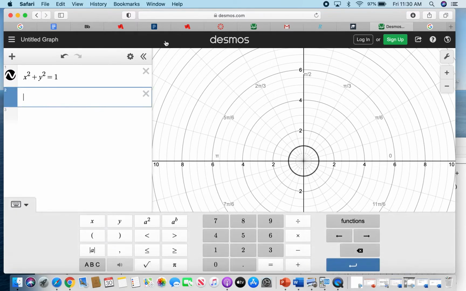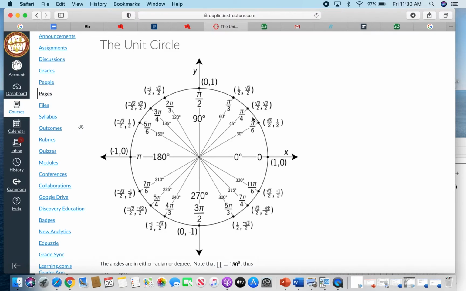Now notice that in our unit circle, the value of cosine pi over 6 is the square root of 3 over 2, and the value of sine pi over 6 is equivalent to 1/2. Now remember that pi over 6 is the same as 30 degrees because pi is 180 degrees and 180 divided by 6 is equivalent to 30 degrees.